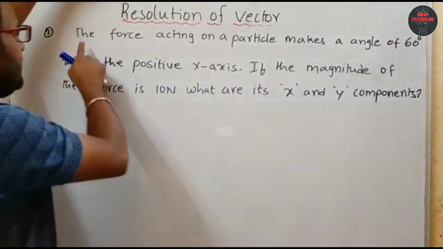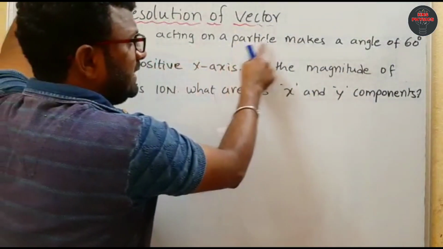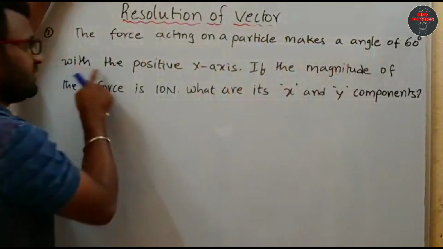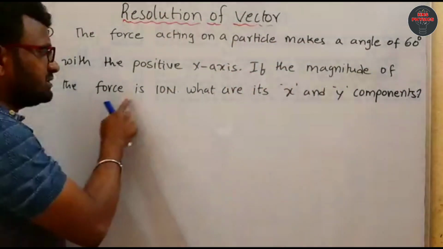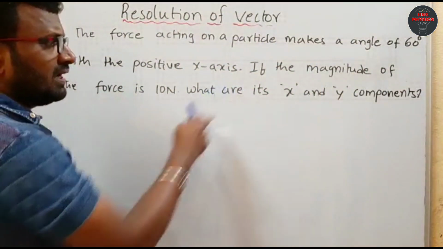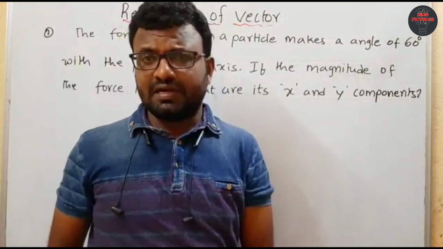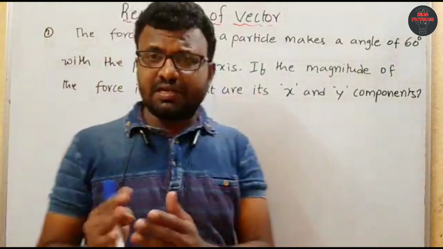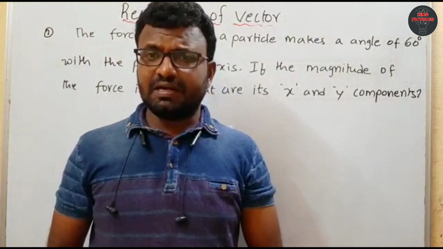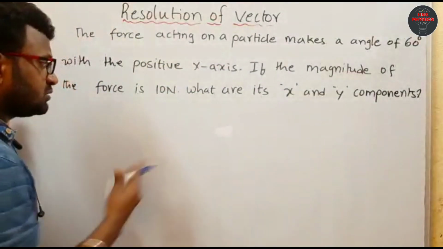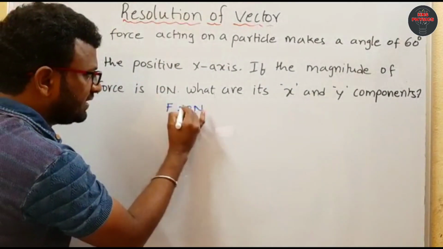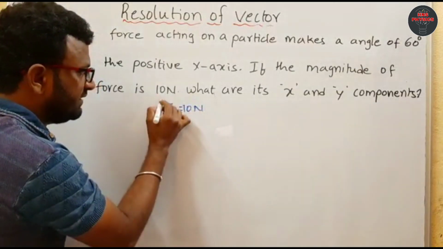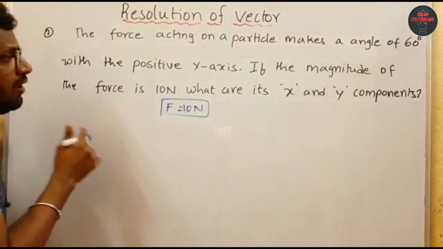Come to the second problem. The force acting on a particle makes an angle of 60 degrees with the positive x-axis. If the magnitude of the force is 10 Newton, what are its x component and y component? That means what is the horizontal component and what is the vertical component? See here, the force value F is given as 10 Newton.